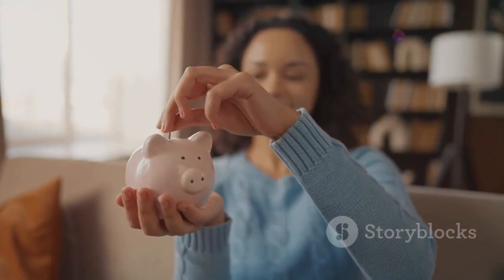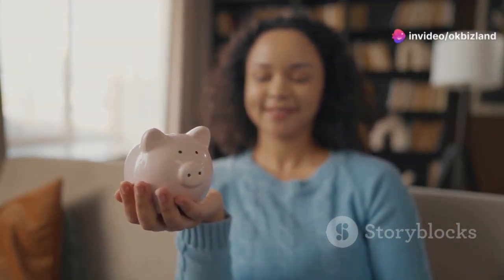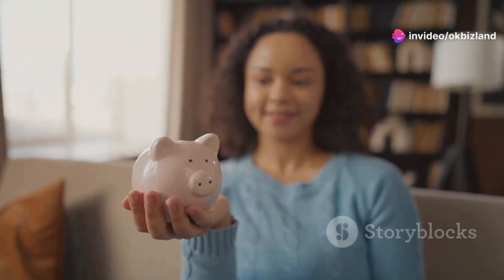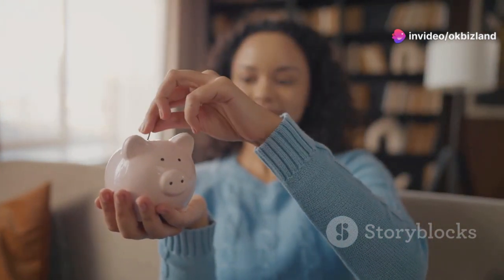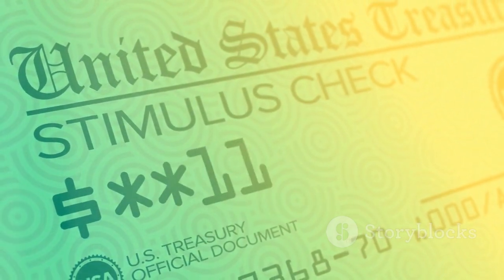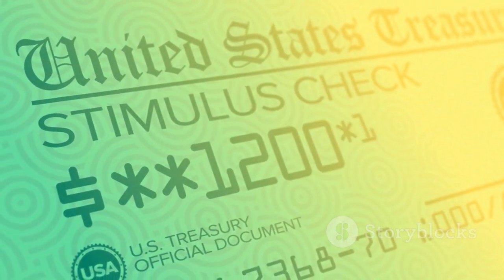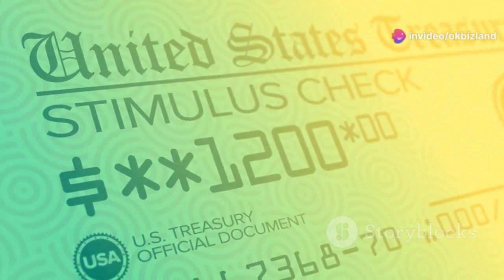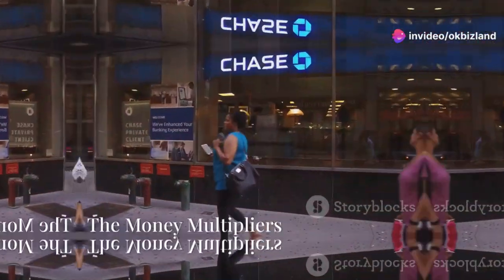M2 experienced even more dramatic growth. Increased savings played a role as people held on to their money amidst job losses and economic anxiety. But the real driver was government intervention. Stimulus checks and increased unemployment benefits injected trillions into the economy, causing M2 to balloon.